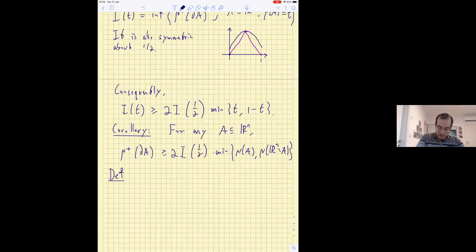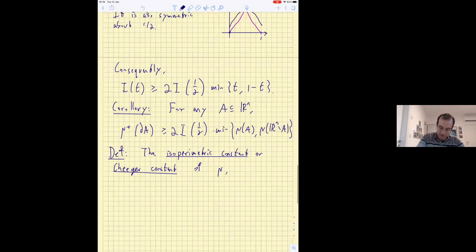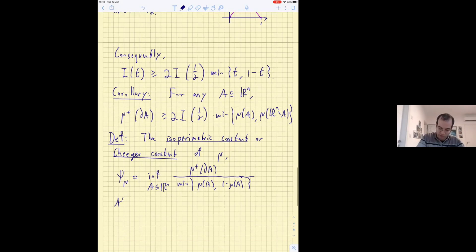So, definition: the isoperimetric constant, or Cheeger constant, of mu is this. Well, it's really 2 I of 1/2, but it's the infimum over all sets A in R^n of the boundary measure of the set over the minimum of the measure of A and the measure of its complement, 1 minus the measure of A. And we know it is attained for sets of measure 1/2. Okay, very good. So that's the isoperimetric constant of a measure mu.